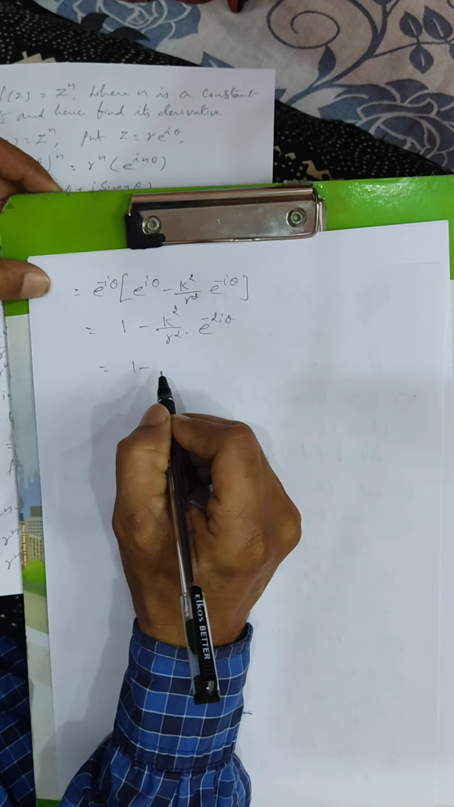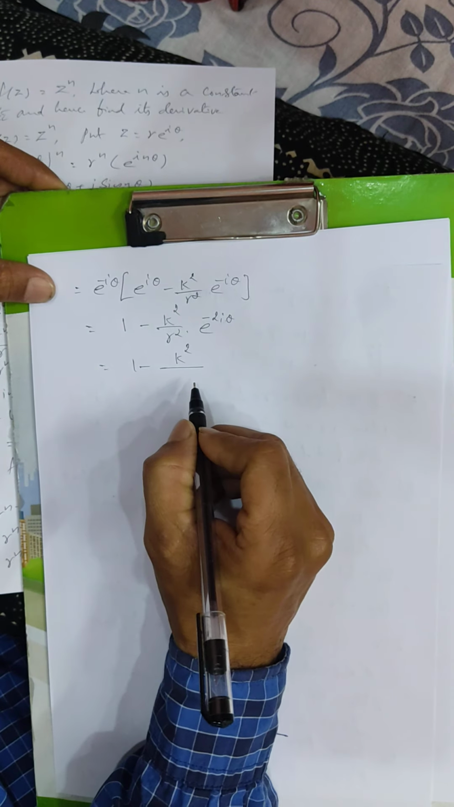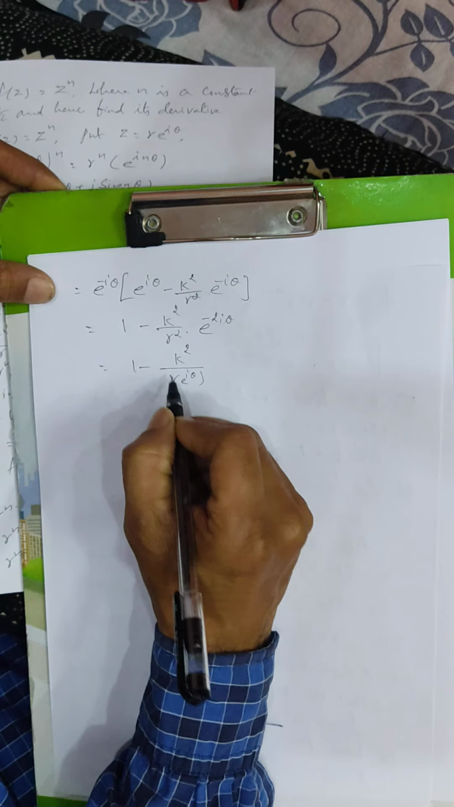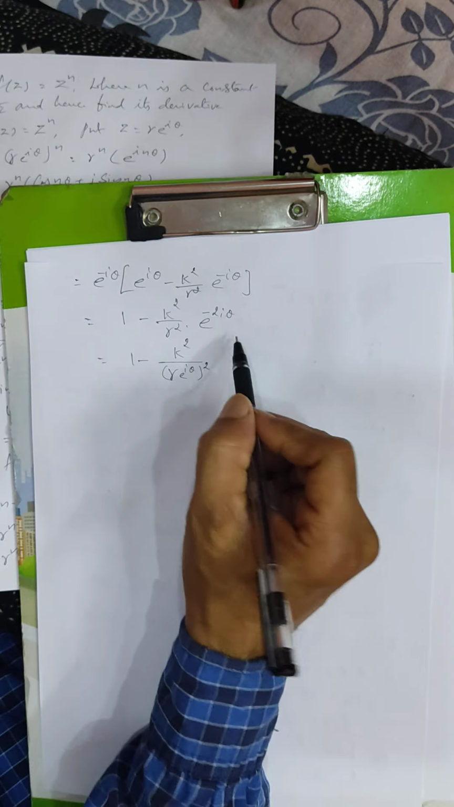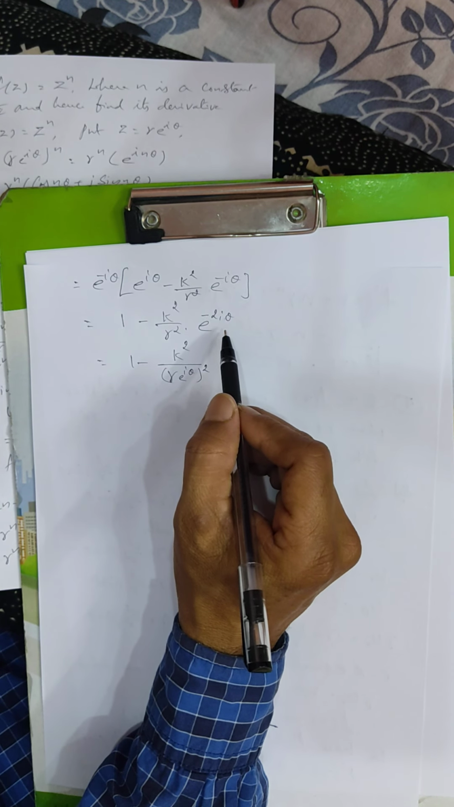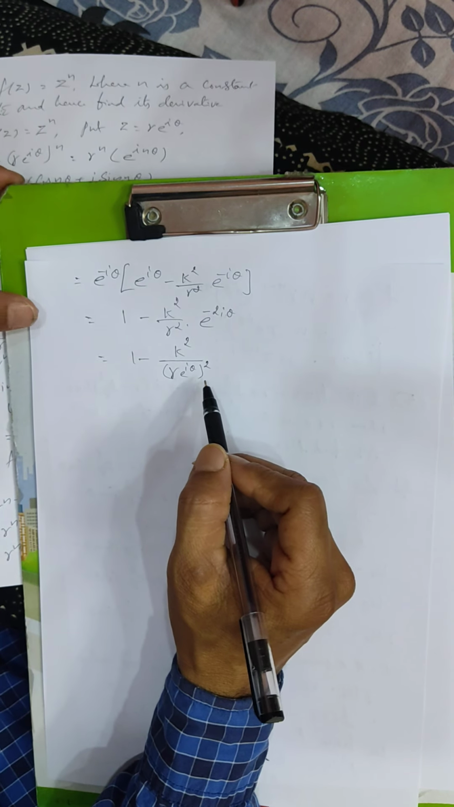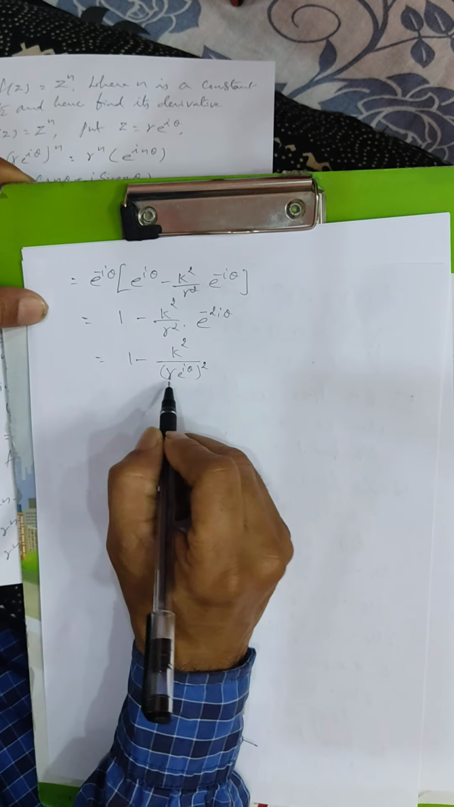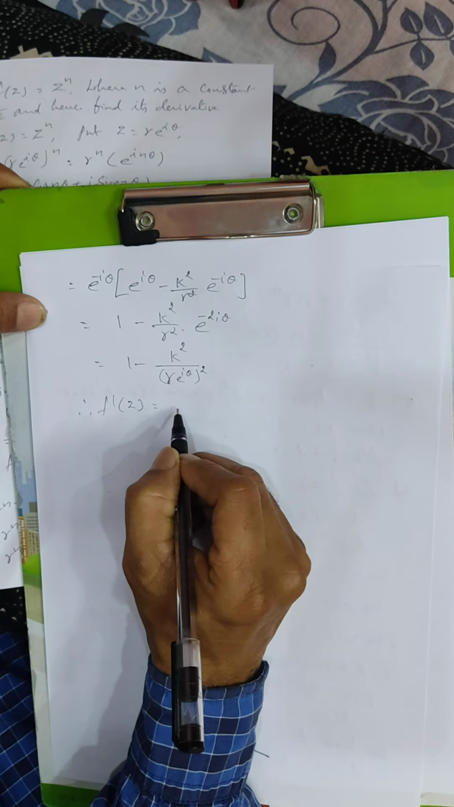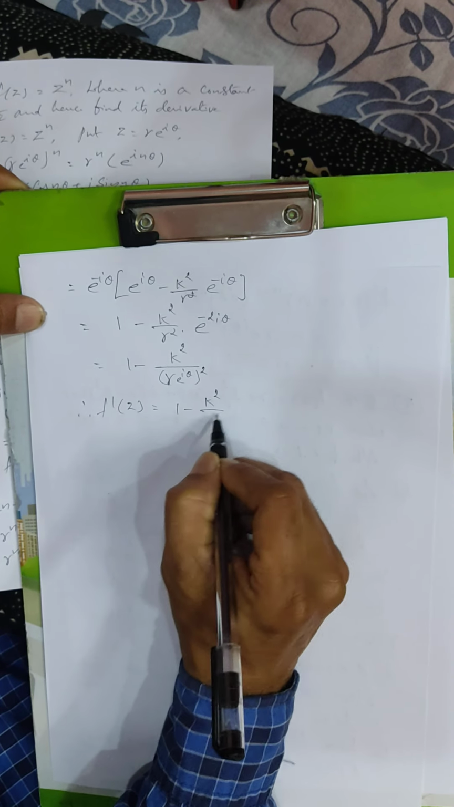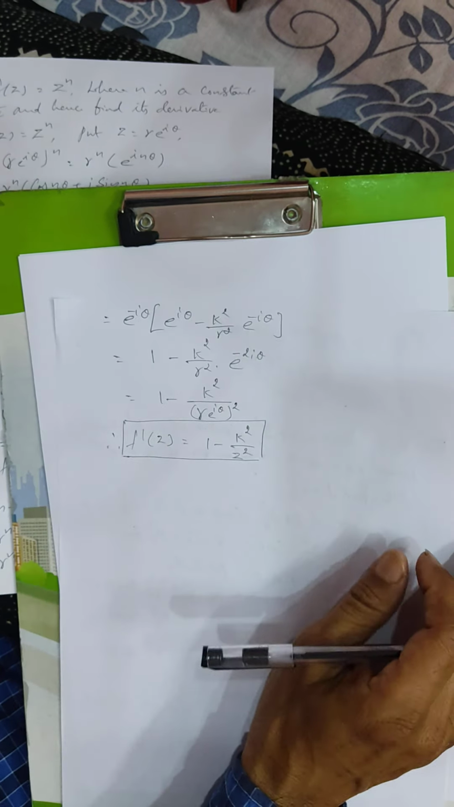So that is equal to 1 minus. The second term can be written as k square divided by r square into e power I theta whole square, since e power minus 2I theta can be written as 1 over e power I theta whole square. So we know r into e power I theta is equal to z. Therefore f dash of z is equal to 1 minus k square by z square. So that is the required derivative of the given function.